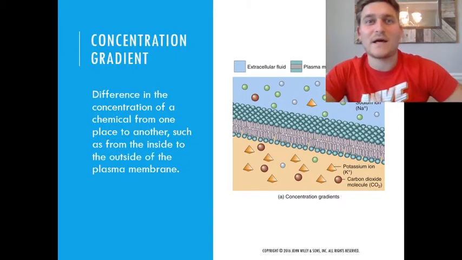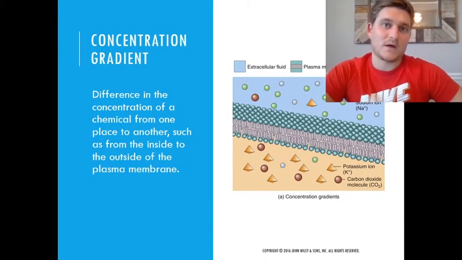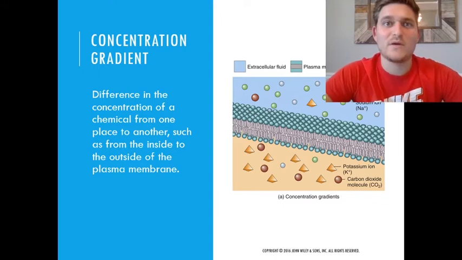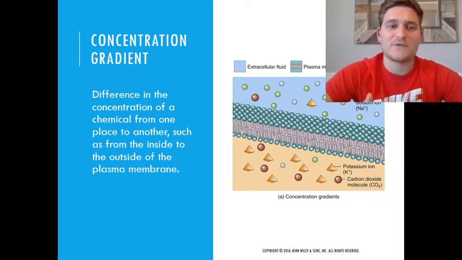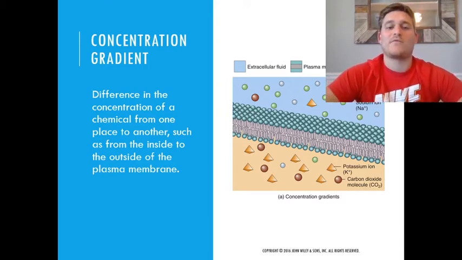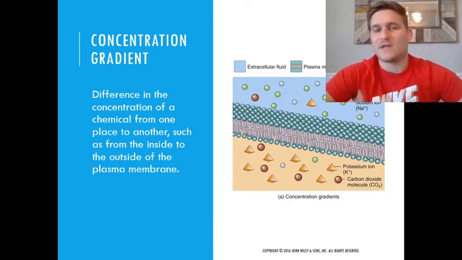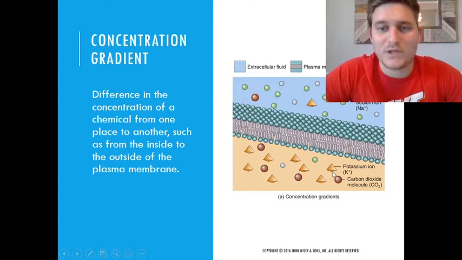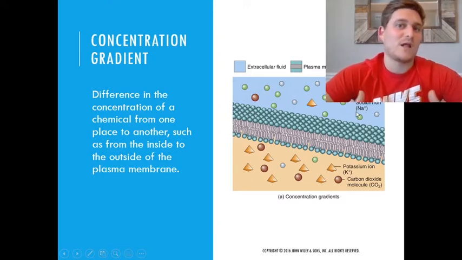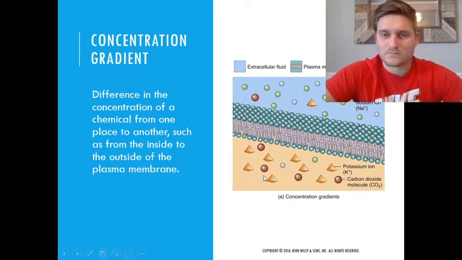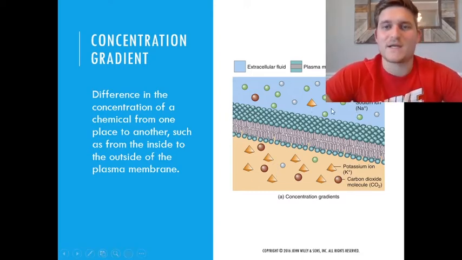The movement of ions and molecules is based on a couple of things, and one of those is what's called a concentration gradient, which is the difference in concentration of a chemical from one side of a membrane to the other side of the membrane. When we look at the inside and the outside of our cells, there are different concentrations of molecules and ions, which creates a gradient between one side and the other.